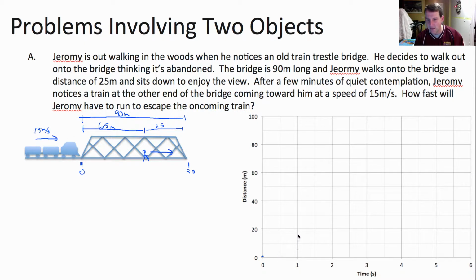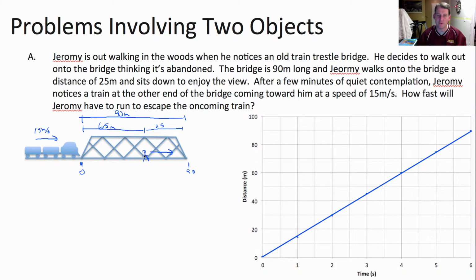So I go over 1 second, up 15, that's where the train will be. Over another second, up 15 more to 30. Over another second, up to 45. And on like this, over a second, up 15 to 60. If I keep doing this, I find that my train will reach 90 meters right at 6 seconds. So I'll go ahead and draw a line across to represent the train, starting here and ending here. So that's the train's motion.